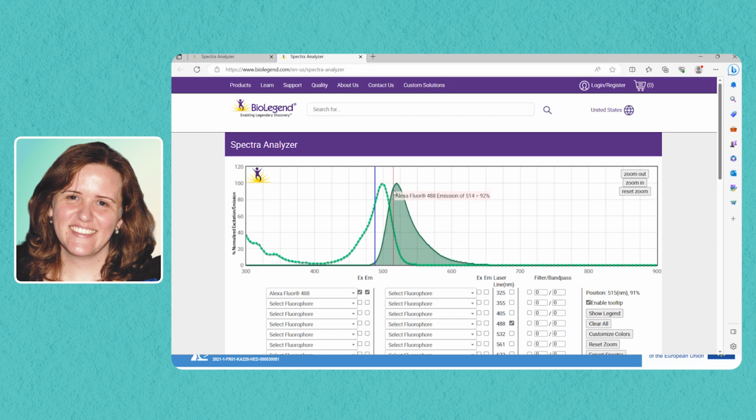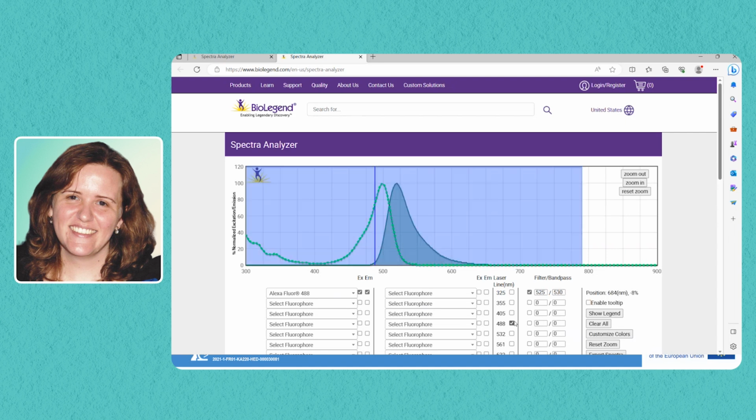And then regarding the emission, I need to include here which filter I have. So I have a 120, something like this filter, okay? A band pass, something like this.